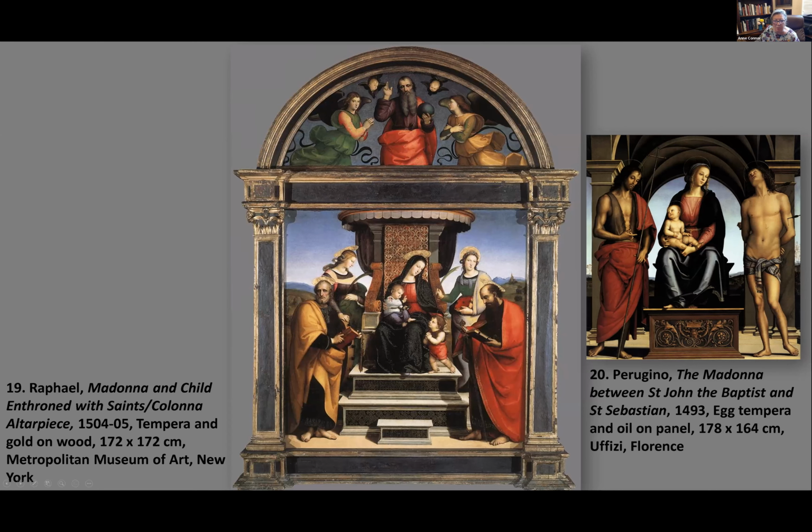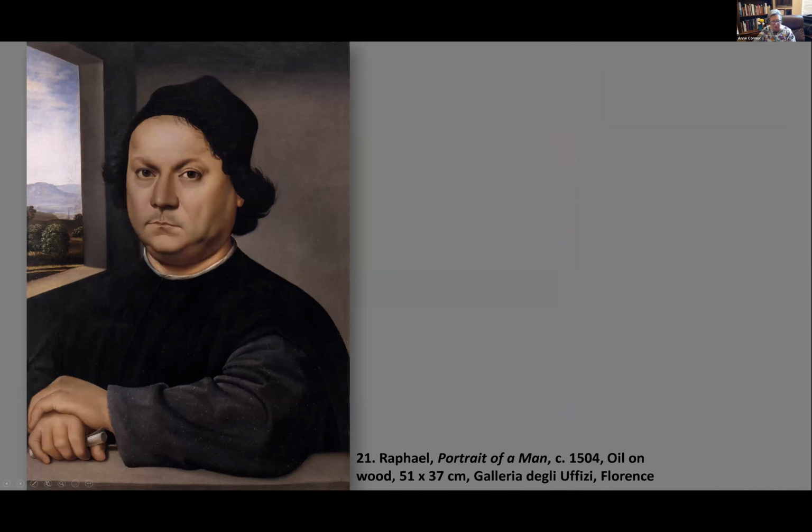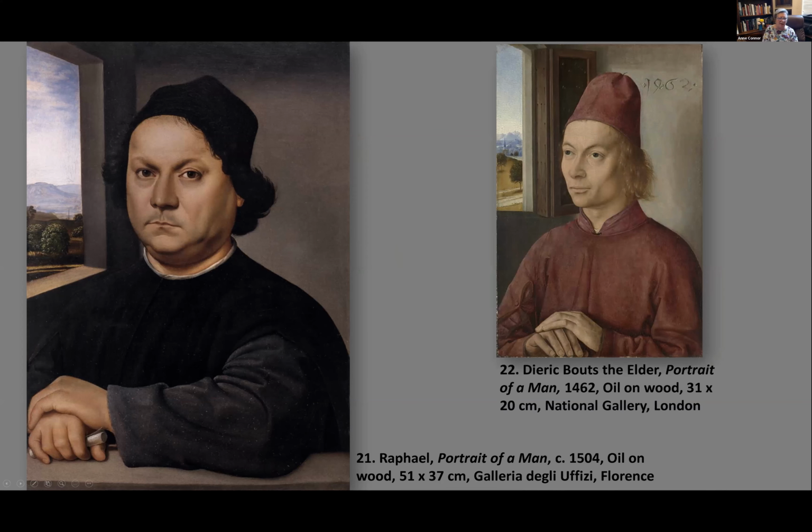He was asked to paint portraits. We're not sure who that man is. It could be Perugino himself. Some think that it could be Martin Luther, not sure, but this is definitely a portrait that owes everything to Flemish painters. Here is by Dirk Bouts the Elder, A Portrait of a Man, that shows that very same composition.